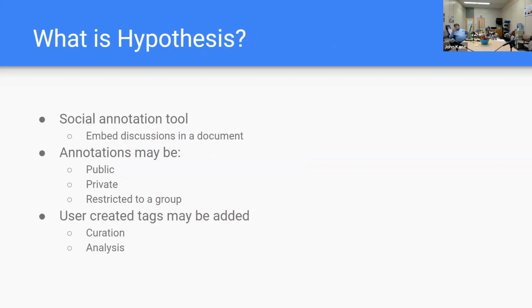Okay. It's a social annotation tool. So basically, students can have discussions right within the document. They highlight a portion of text, they can comment on it, they can leave descriptions of it, they can ask questions about it, and so forth. More generally, annotations could be public, private, or restricted to a group.